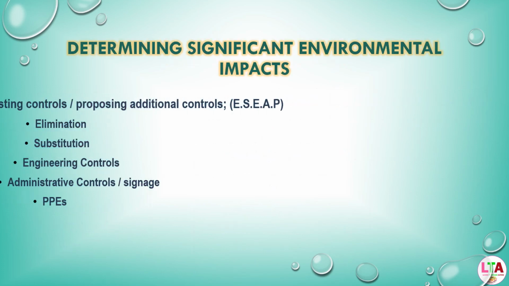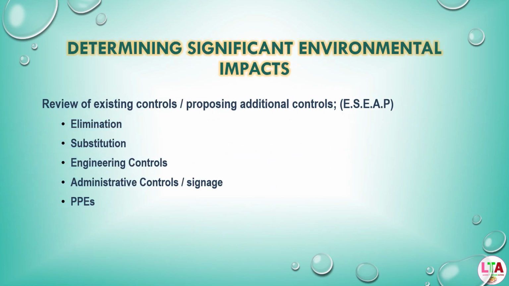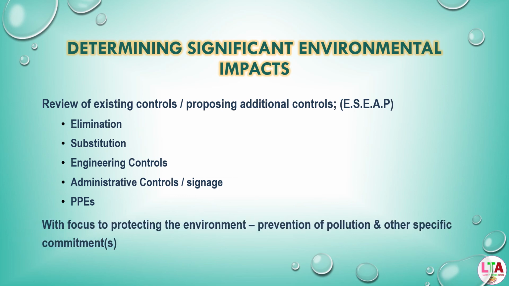If the controls are not adequate or not available, based on the review of existing controls, we need to propose additional controls as well. The additional controls should also consider the hierarchy. What is the hierarchy? It is EZIP: elimination, substitution, engineering control, administrative control or signage, and then PPE. These need to be considered while proposing additional controls, with a focus on protecting the environment, preventing pollution and meeting other specific commitments.